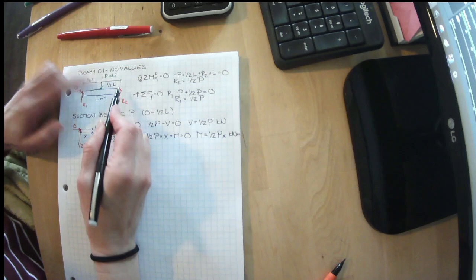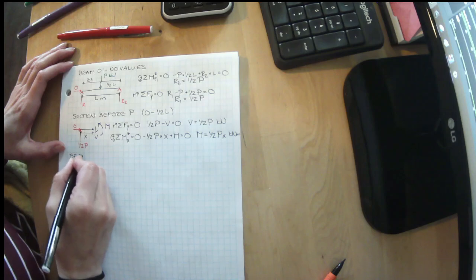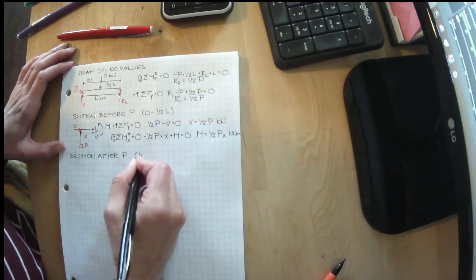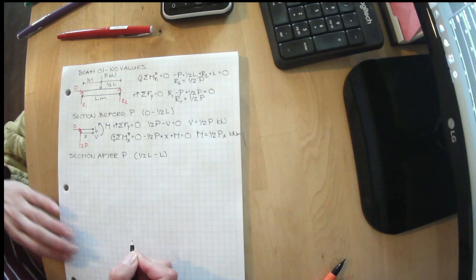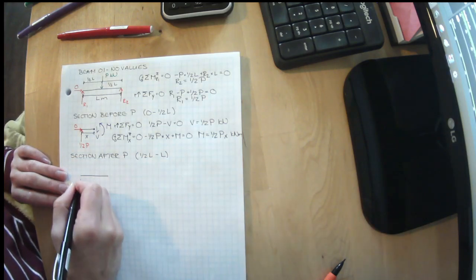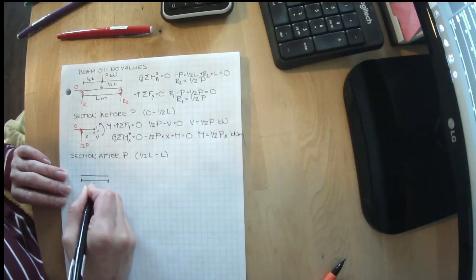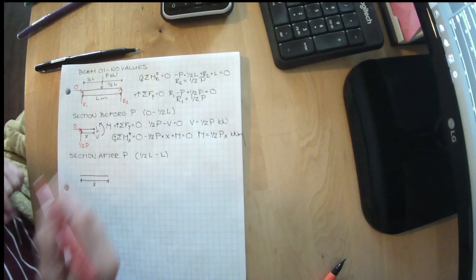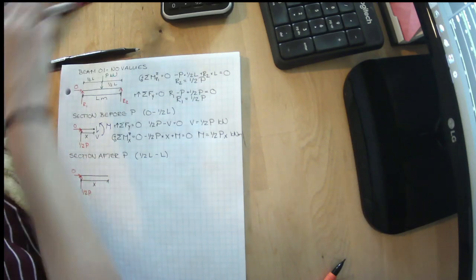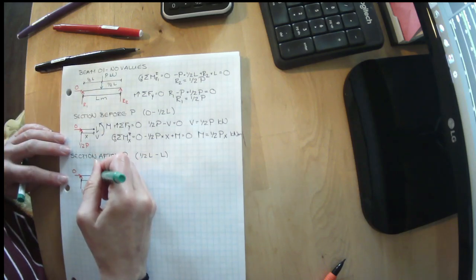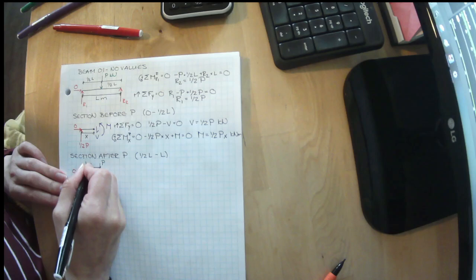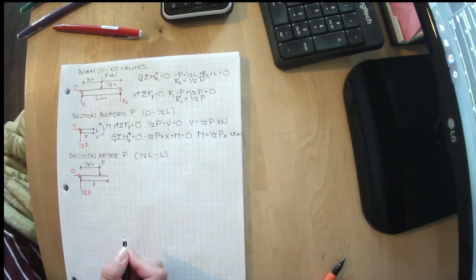Let's now try doing the section over here on this side, the section after P, or between 1/2 L and L. So there's our section. We're making a cut at X. We know we have our reaction 1/2 P here, and that there is an applied load, but we don't know what it is, of P. And this is 1/2 L.